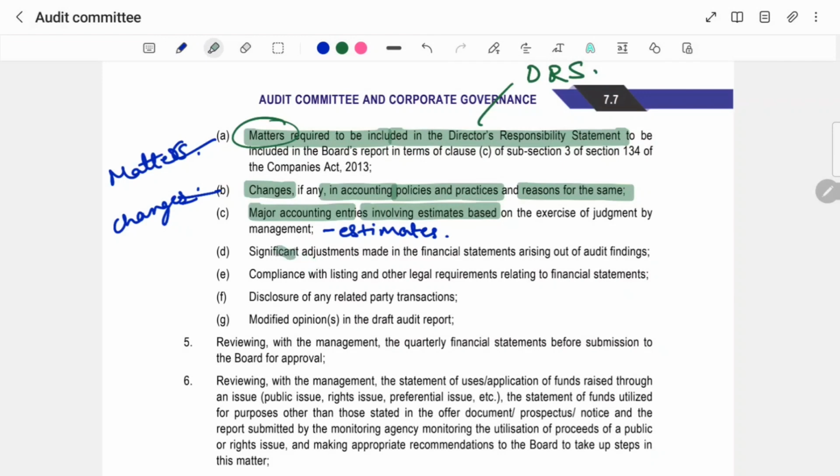Then is the significant adjustments. Then compliance with listing and other legal requirements. Fifth is disclosure of what? Any RPT. RPT, that is related party transactions and modified opinions.